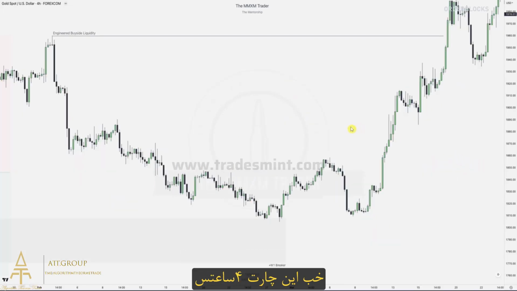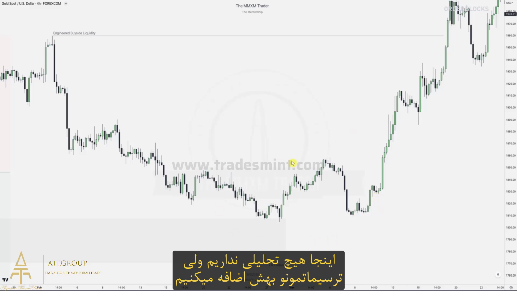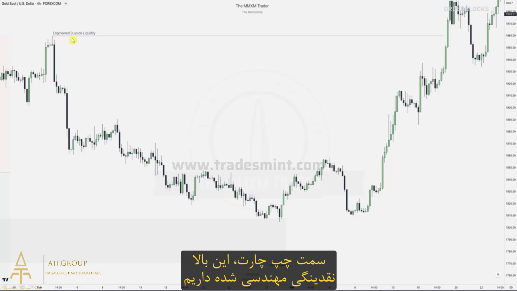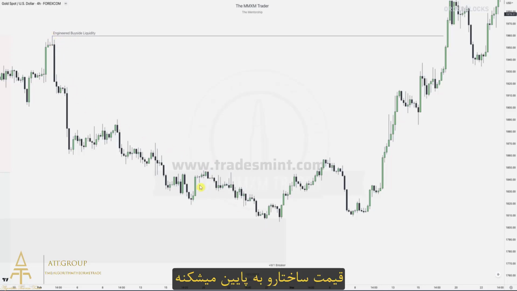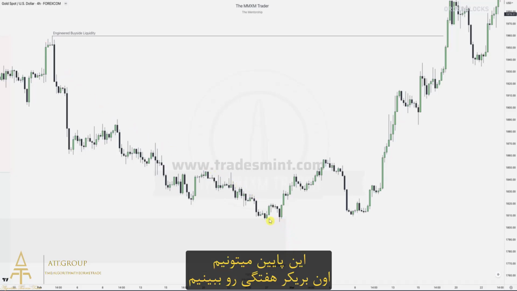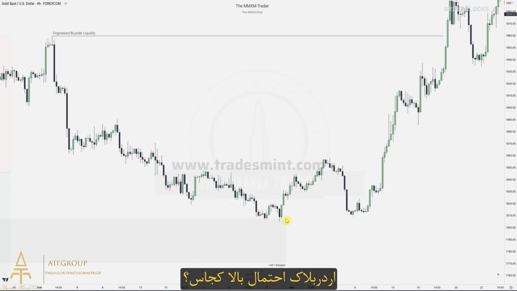Right, so we've got a 4 hour chart. It's pretty naked right now, but we're going to annotate a little bit more once we go on. Engineered buy side liquidity to the left of here, right? Price breaks down. This is the retracement on that weekly candle. So we can see the weekly breaker down here. Now, where is the high probability order block over here?